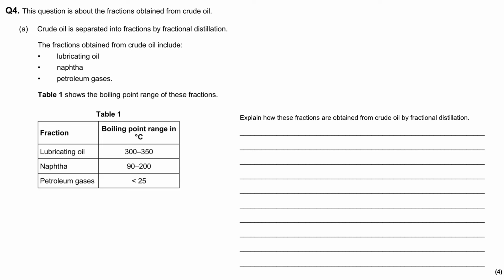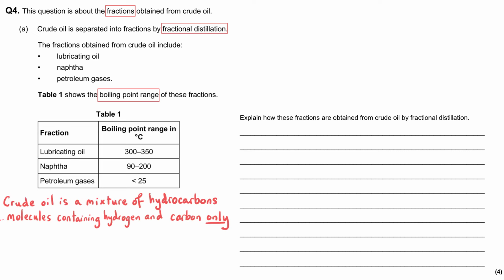This question is about the fractions obtained from crude oil. Crude oil is separated into fractions by fractional distillation. The fractions obtained from crude oil include lubricating oil, naphtha, and petroleum gases, and Table 1 shows the boiling point ranges of these fractions. Crude oil is a mixture of hydrocarbons, which are molecules made from only hydrogen and carbon.